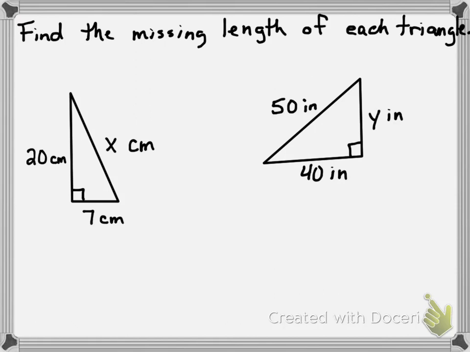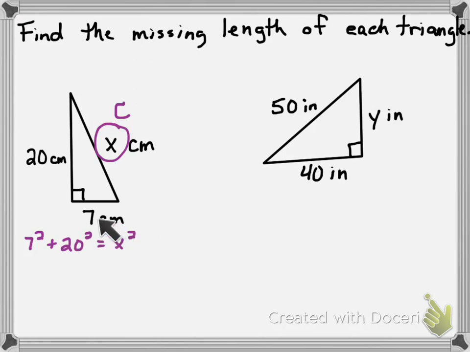Alright, now, first you're looking for x. The first thing you should notice is which side you're missing. It's across from the right angle, which means it's the hypotenuse. That means that this is your c value. a and b are the two legs, c is the hypotenuse. So we can use the Pythagorean theorem to find how long this side is. a squared plus b squared equals c squared.